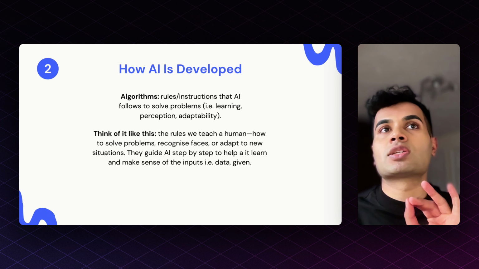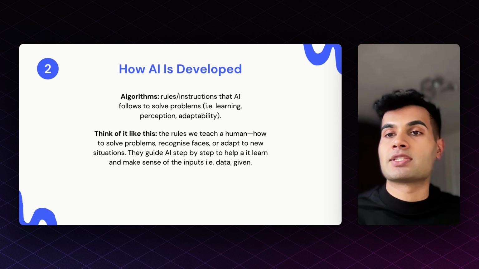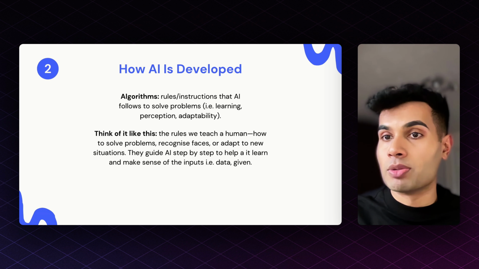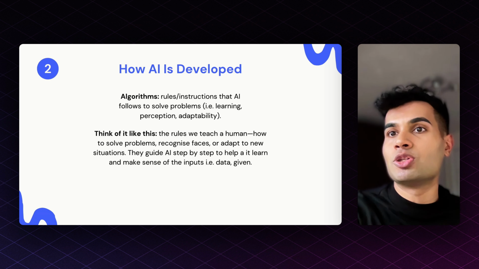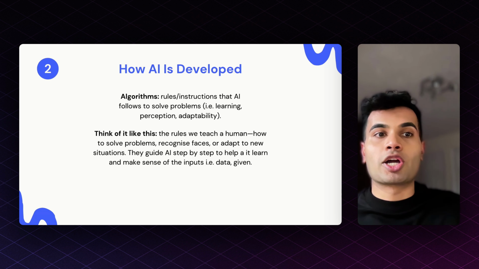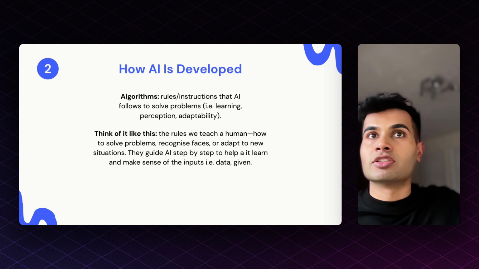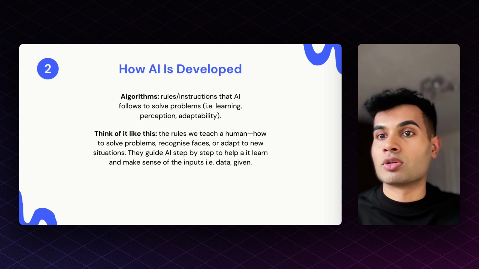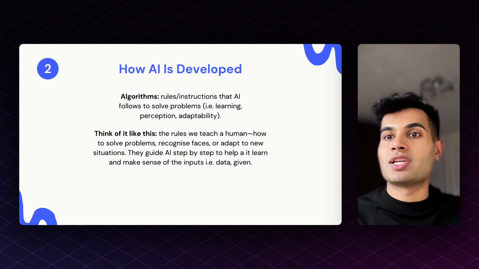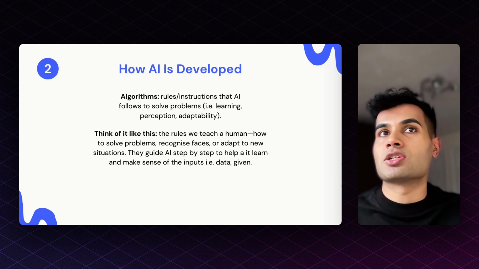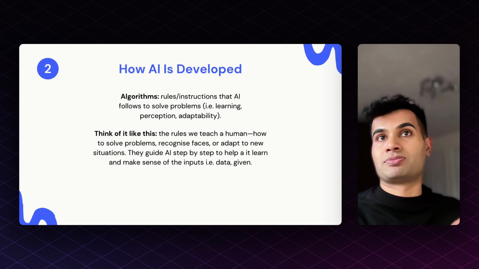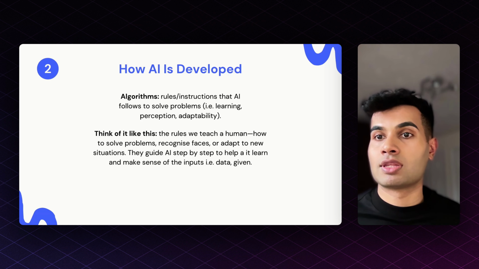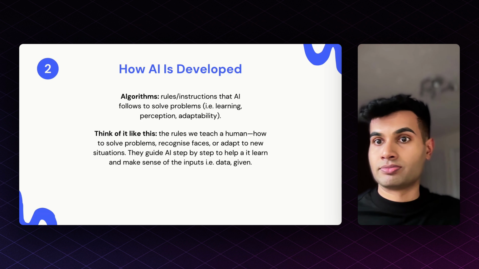Now, think of this once again from that human analogy perspective. Think of the rules that we teach a human: how to solve problems, how to recognize faces, how to adapt to new situations. For a child, you want to make sure it doesn't put its hand in fire, so you give it rules: this is right, this is wrong. The same way, the fancy word for all of this is an algorithm. Step-by-step instructions to help the AI itself learn and make sense of the inputs we gave it, aka the information in the first step, the data.